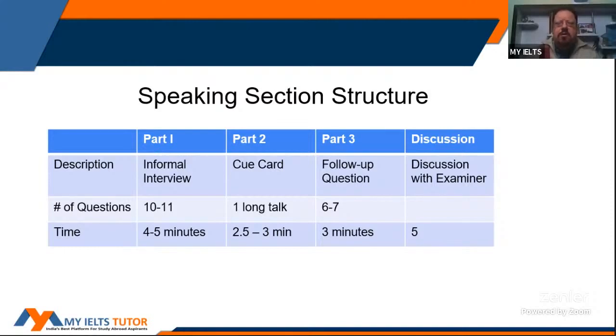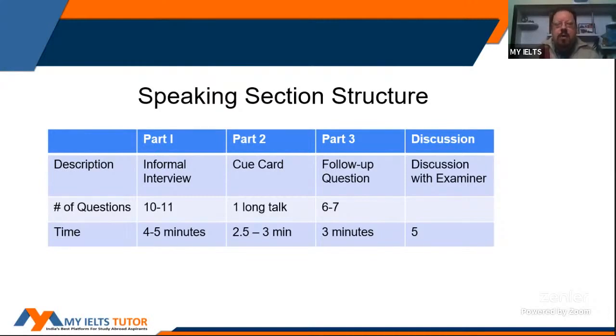And then part 2 is the cue card. This is the long talk. This is where you have to talk for an extended period of time. And this lasts somewhere between 2.5 to 3 minutes. You'll get 1 minute to prepare, and then you'll have to speak up to 2 minutes.